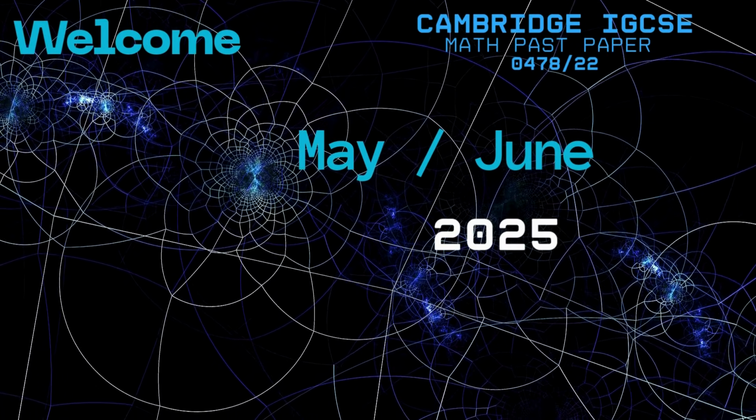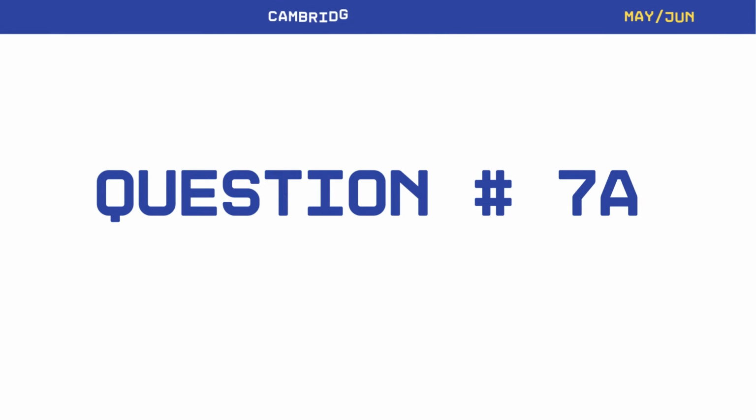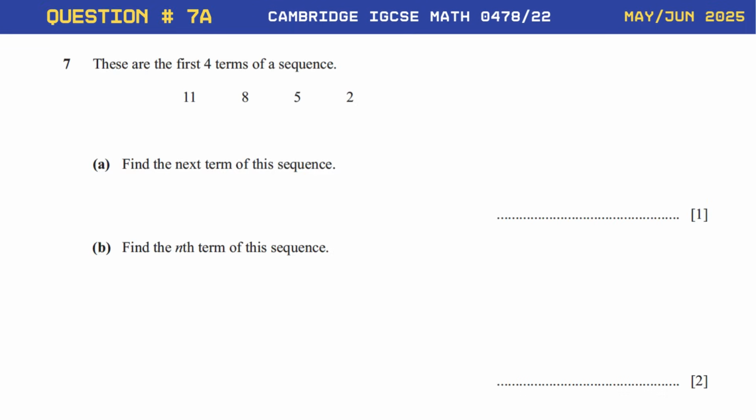Let's get started. Question number 7, Part A. These are the first four terms of a sequence, 11, 8, 5 and 2. Find the next term of this sequence.